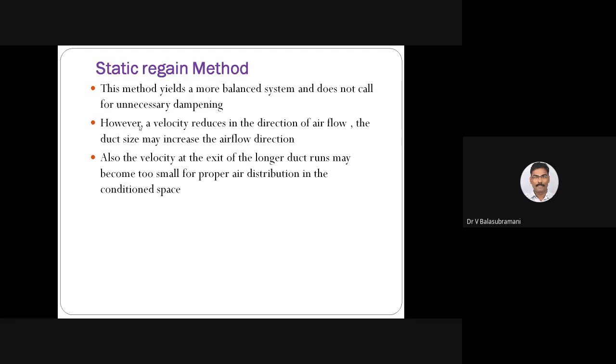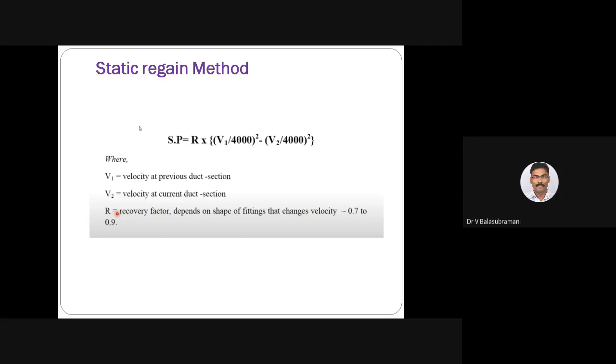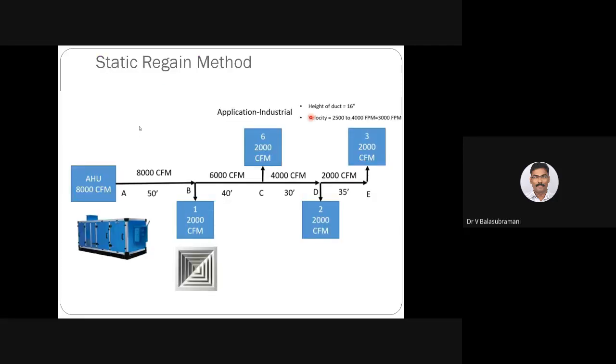Because of the sizing of the duct, it distributes properly to the required area. So these are the advantages of the static regain method. Now I just take this method for only two spaces, AB and BC. For CD and DE, I think it would take more time. Now the time is nearly 12:30, so I took the first two ducts.